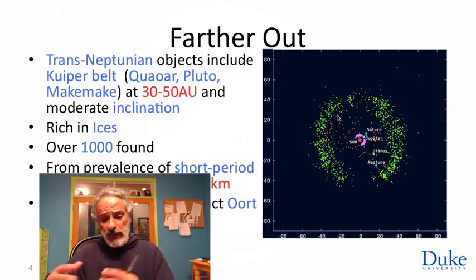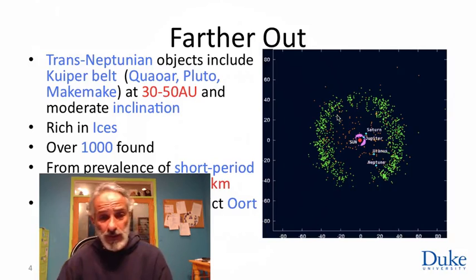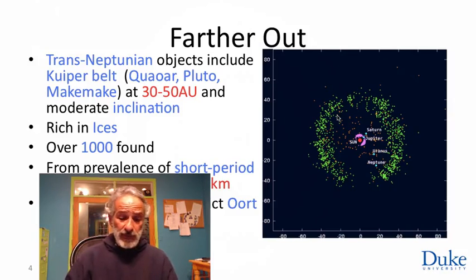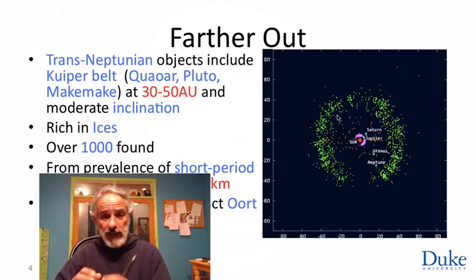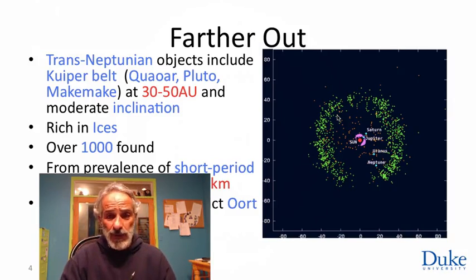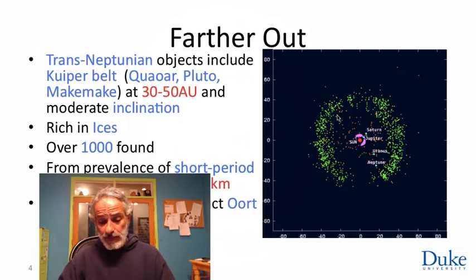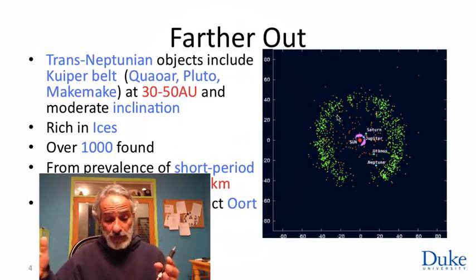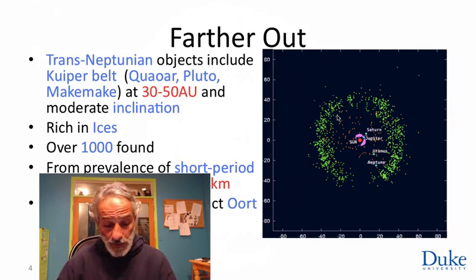Once in a while, gravitational interactions shoot one of these into the inner solar system, and because they're so icy rather than rocky, the big difference between a Kuiper belt object and an asteroid really is that an asteroid is made of rock and a Kuiper belt object is rich in ices, and the icy ones form the source of comets, as we will see. The prevalence of short-period comets leads one to estimate that there are over 100,000 Kuiper belt objects with radii above 100 kilometers. So there are a lot of things out there.